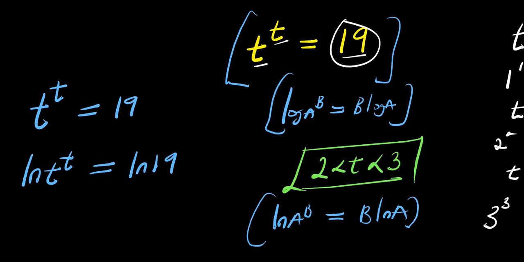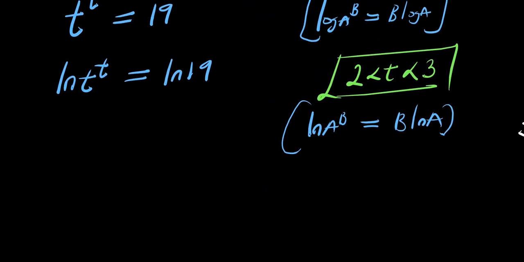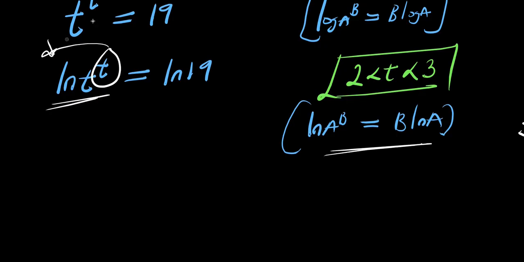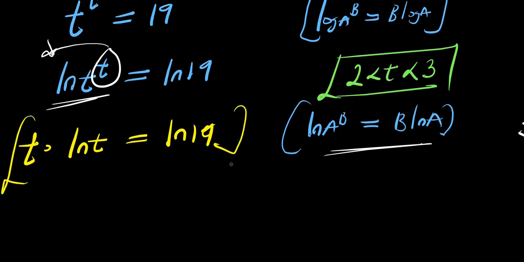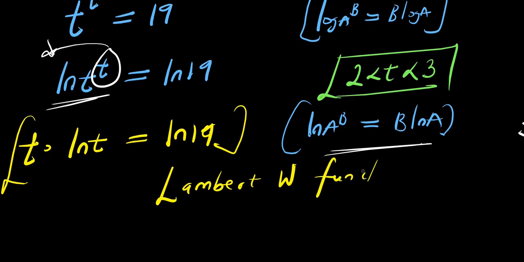All right, that being done, what we are going to do next is to apply this identity right here. That means the t will come in front of the natural log. We simply have t times natural log of t equals natural log of 19. So how can we solve this equation? We make use of the Lambert W function. And this function will help us to solve this equation.